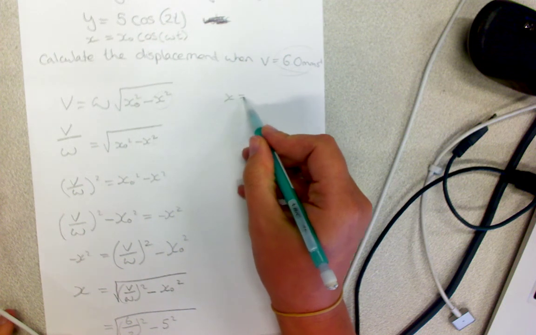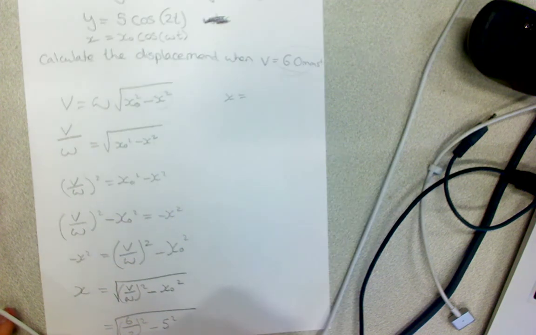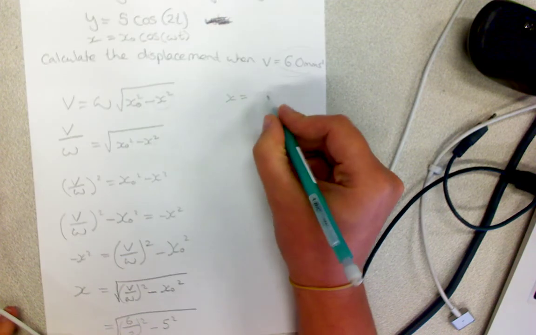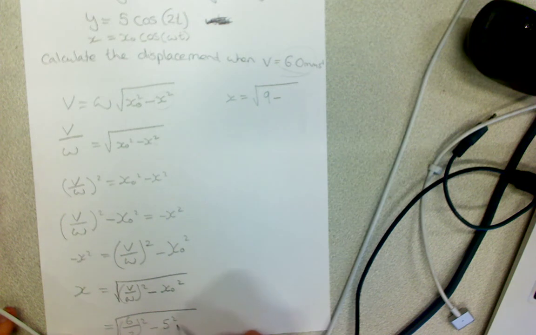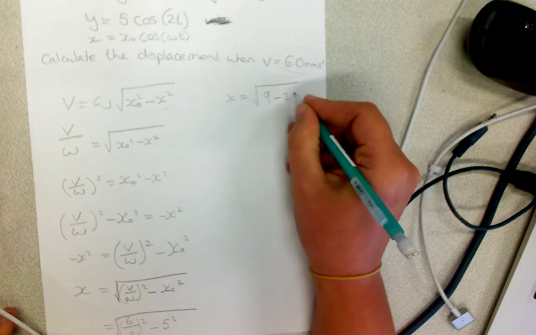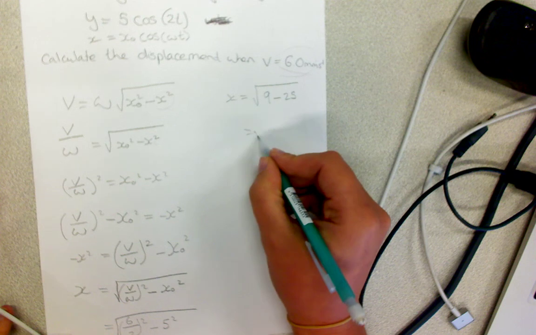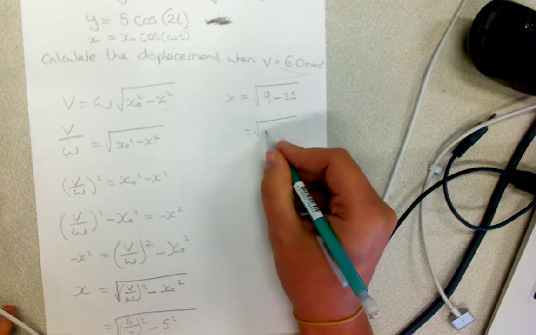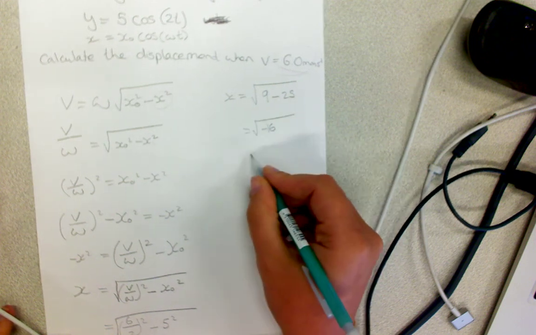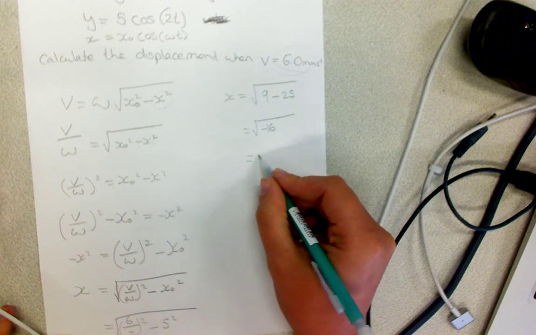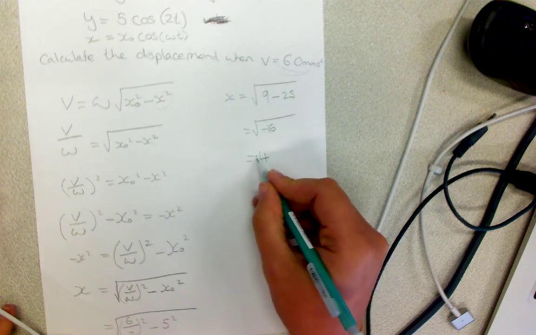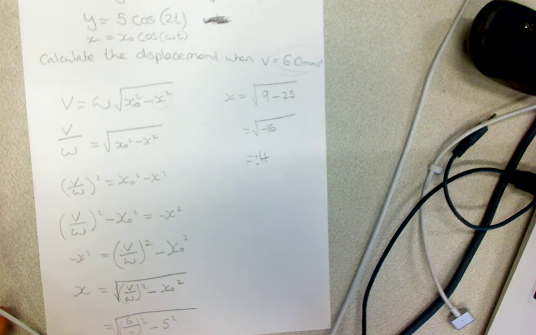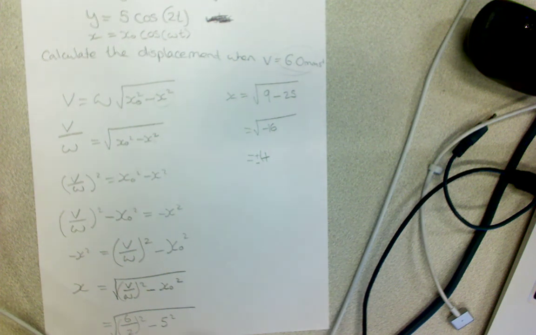So x is going to be 6 over 2 is 3. The square root of 3 squared is 9 minus 5 squared, so minus 25, is going to be the square root of minus 16, is going to give you 4. Okay, but because of our formula, it will be plus or minus 4 because we don't know if it was going up or down at that period of time.